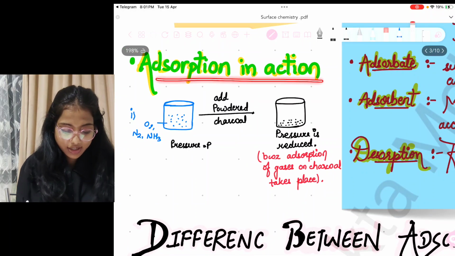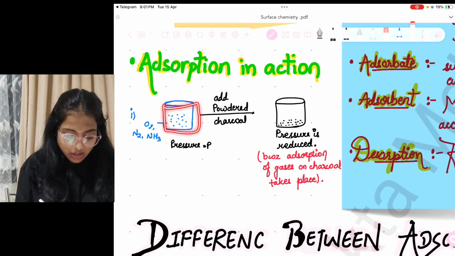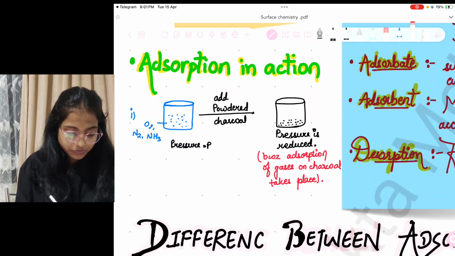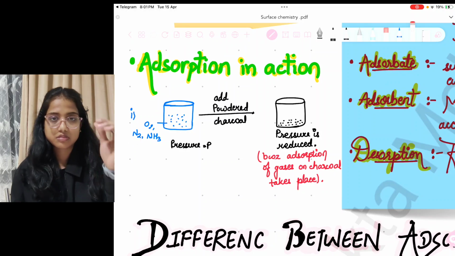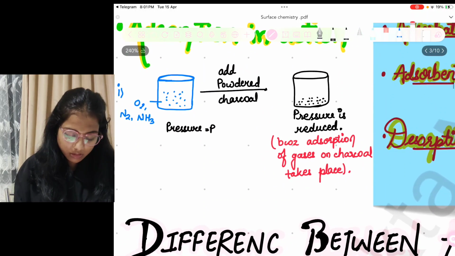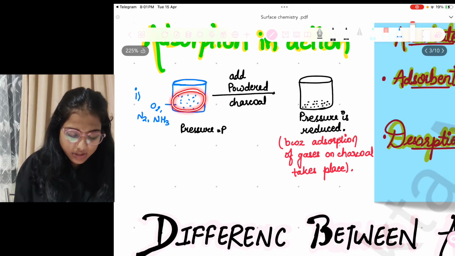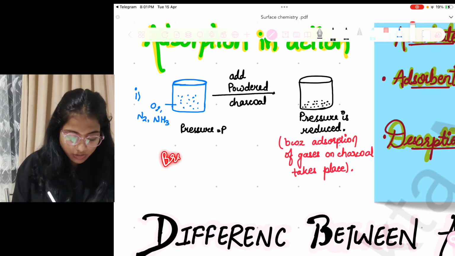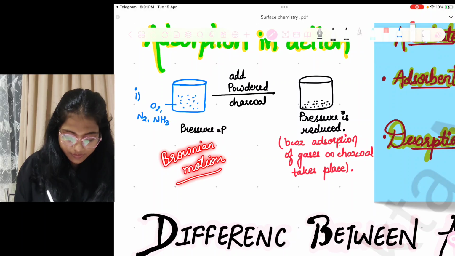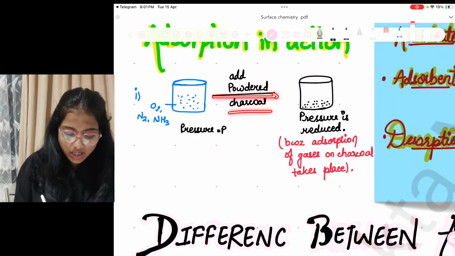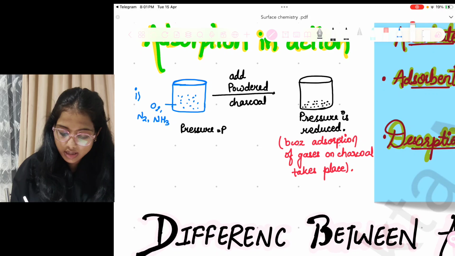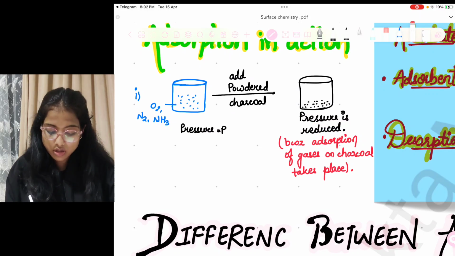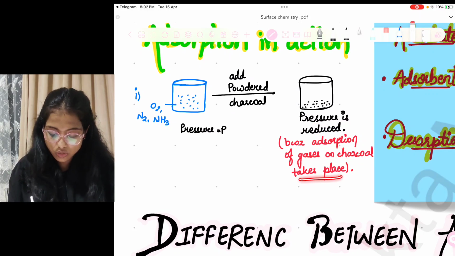Now adsorption in action. We have a beaker with gases in it: oxygen, ammonia and nitrogen. These gases are exerting the pressure which is P, due to their Brownian motion. Okay, so when we add powdered charcoal in this beaker, what will happen? The pressure will reduce because adsorption of gases on charcoal takes place.